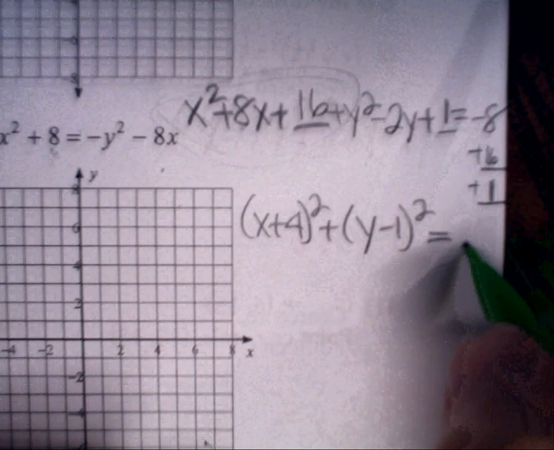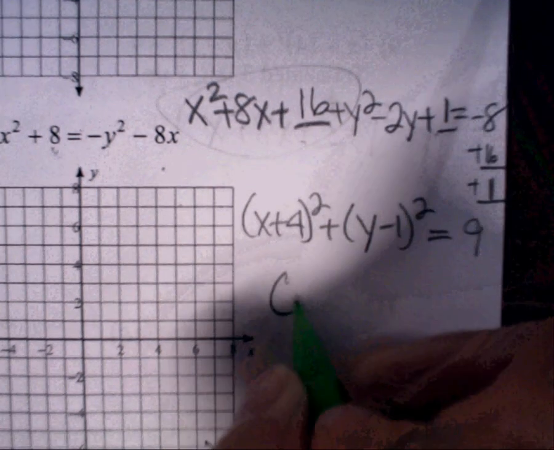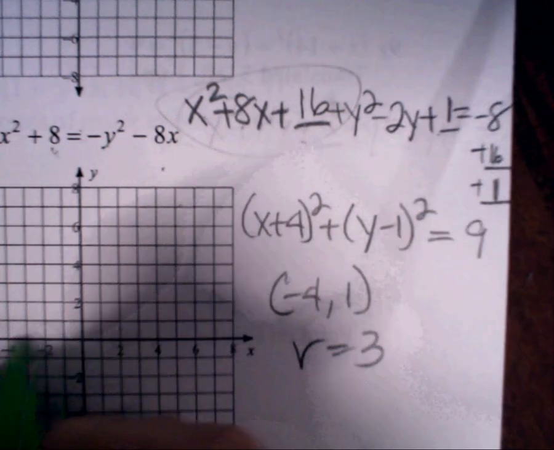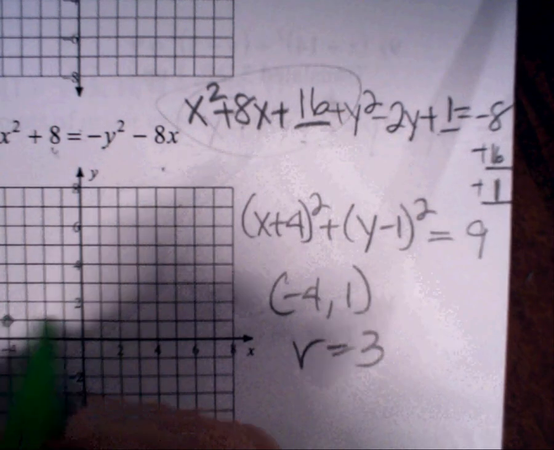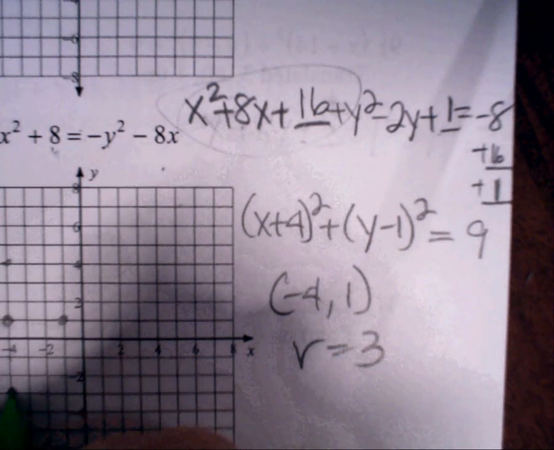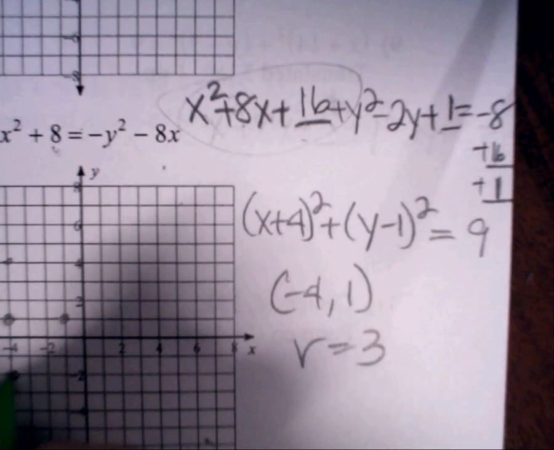Equals 9 whenever I combine all these numbers over here. Here's our circle with a center of negative 4, 1, radius of 3. So negative 4, 1, radius of 3. Pretty simple on the circle graphing. So obviously don't mess up like I did.